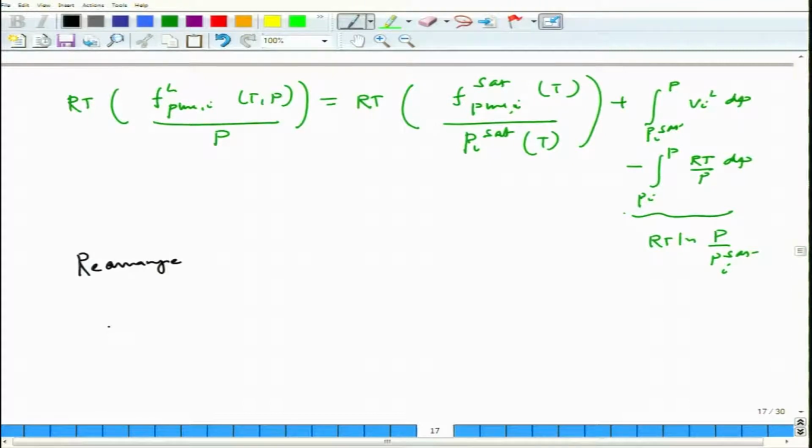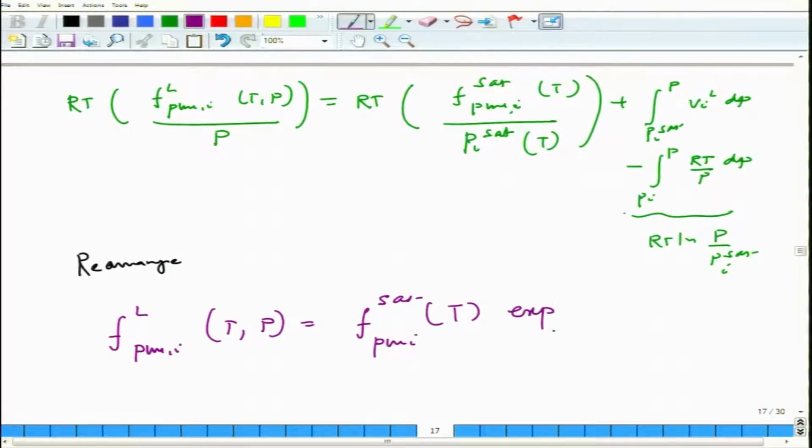Rearranging, we obtain the following expression: f of pure liquid I at temperature T and pressure P is equal to f of liquid at saturation, which will be only dependent on this T. Once you fix the T, the corresponding saturation pressure is fixed, and at that point the fugacity is also fixed.